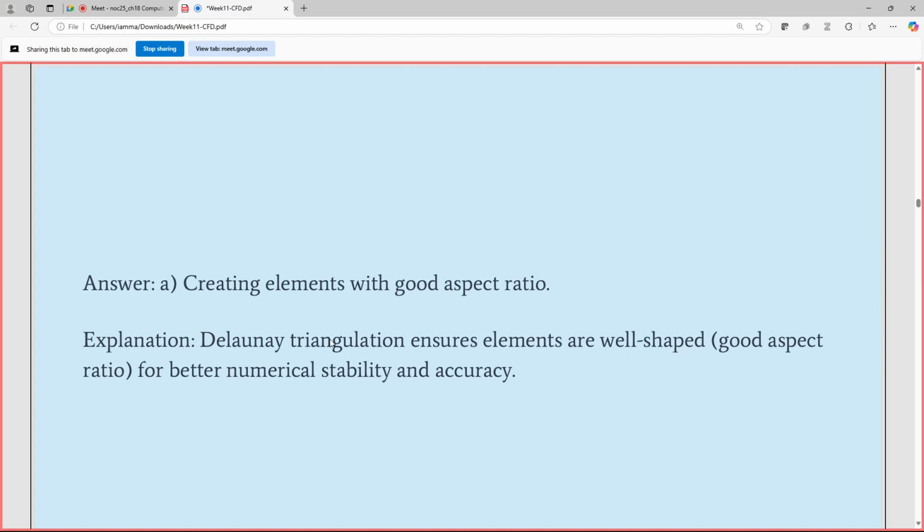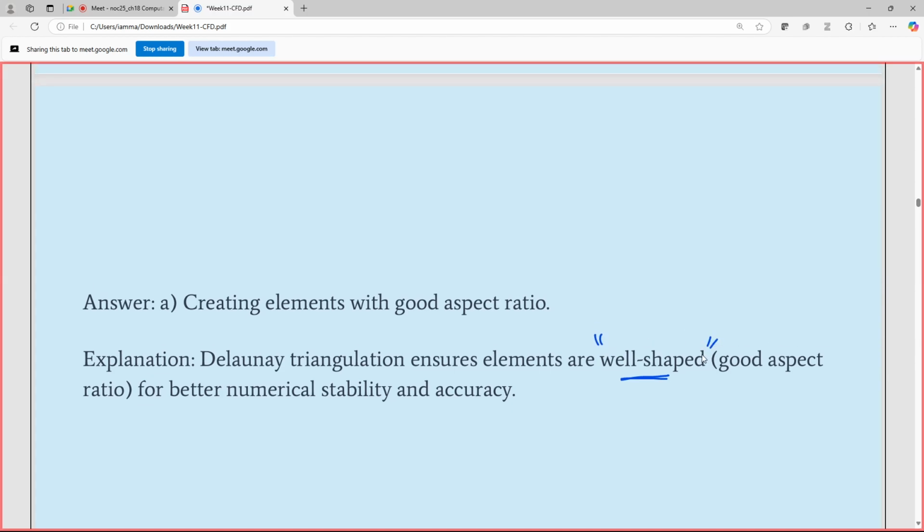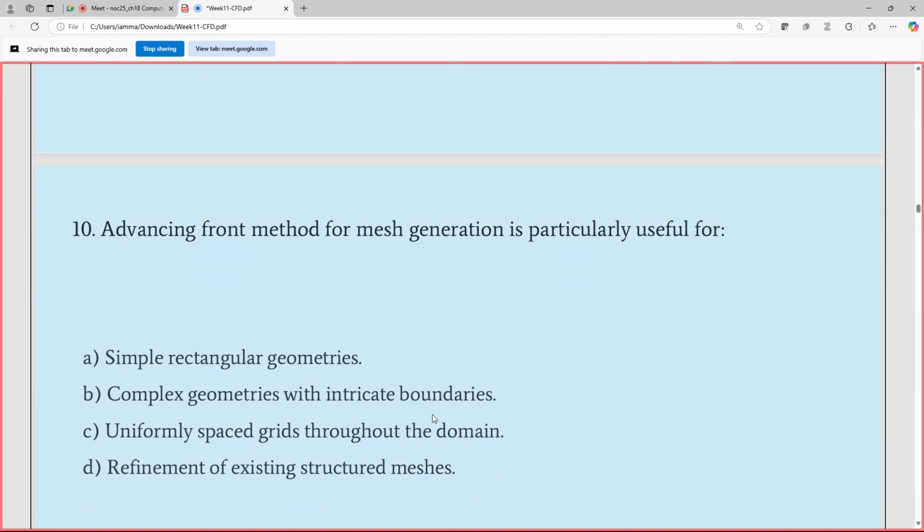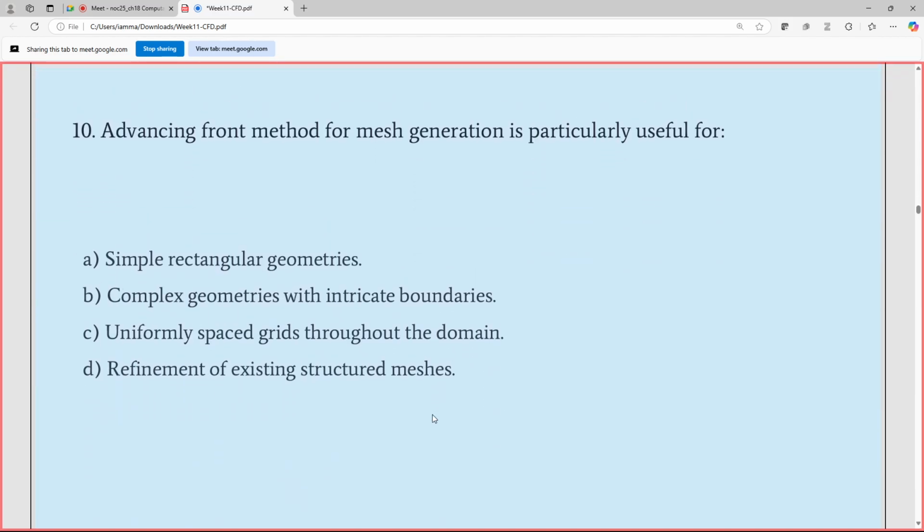That is, the Delaunay triangulation method ensures elements are well shaped. Well shaped means elements having good aspect ratio, which will help us in getting better numerical stability and accuracy. Next question.